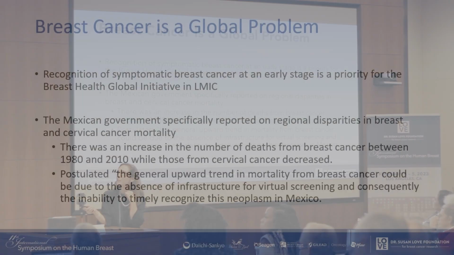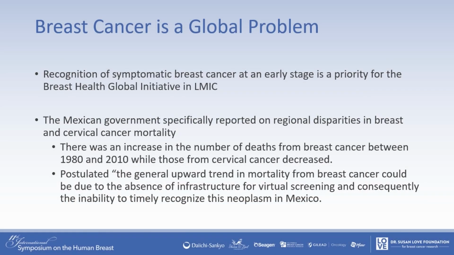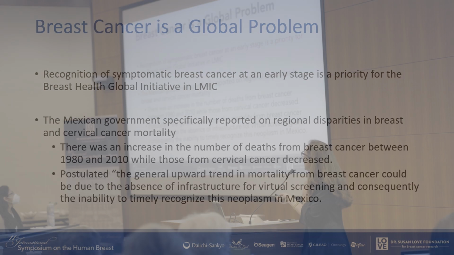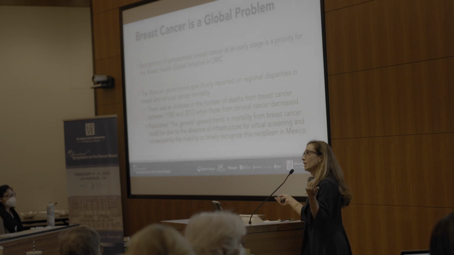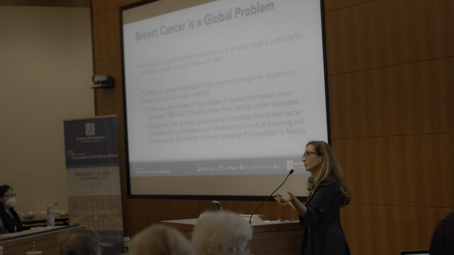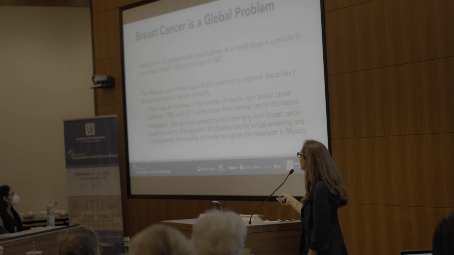Recognition of symptomatic breast cancer in early stages is a priority for the Breast Health Global Initiative, and the Mexican government understands that cervical cancer has significantly decreased in mortality from 1980 to 2010, whereas breast cancer has increased because there's no infrastructure for finding the cancer early in women who have palpable lumps in Mexico.